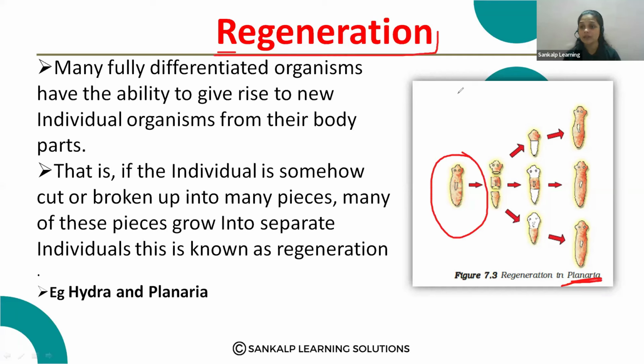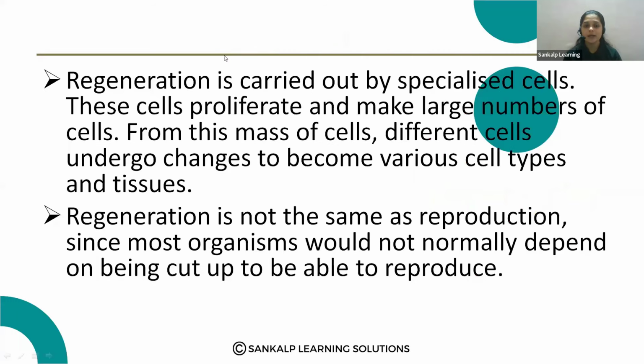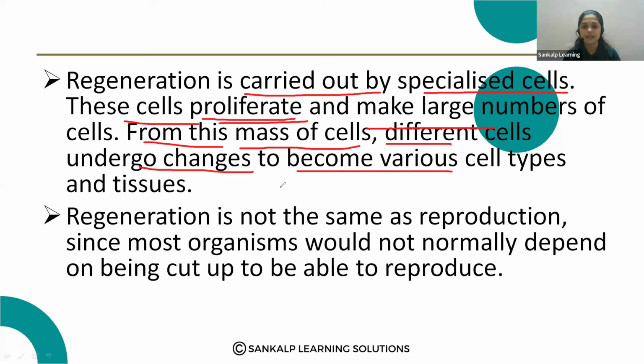This type of asexual reproduction we can observe in planaria. Remember the examples. And here regeneration is carried out by specialized cells. These cells proliferate. Proliferate means they divide and form a large number of cells. From this mass of cells, different cells undergo changes and become various cell types and tissues.